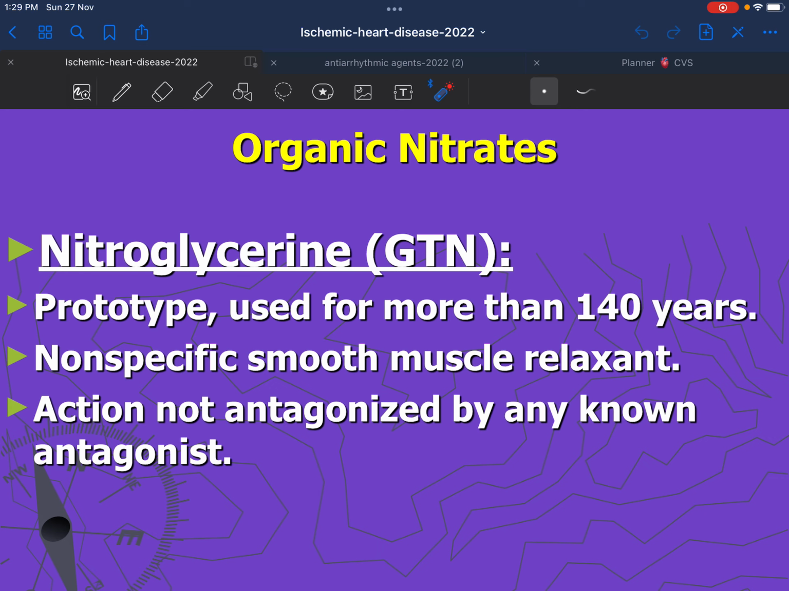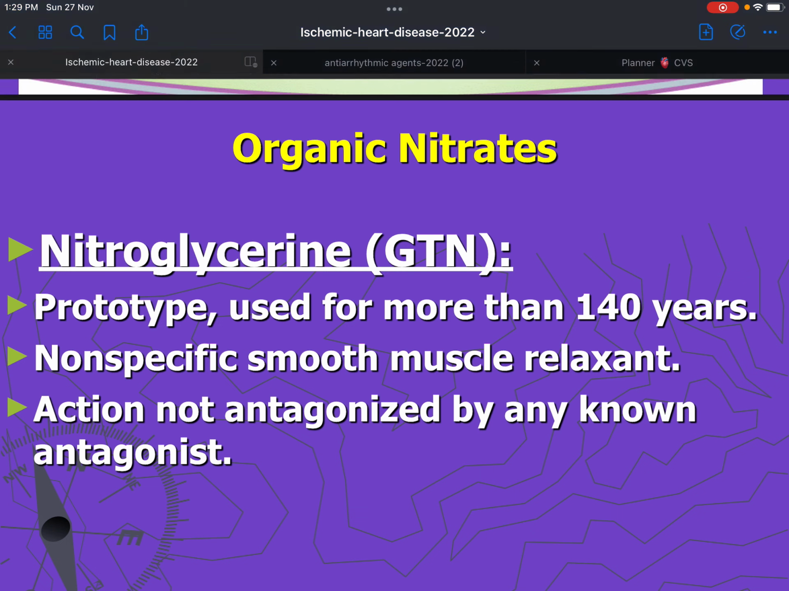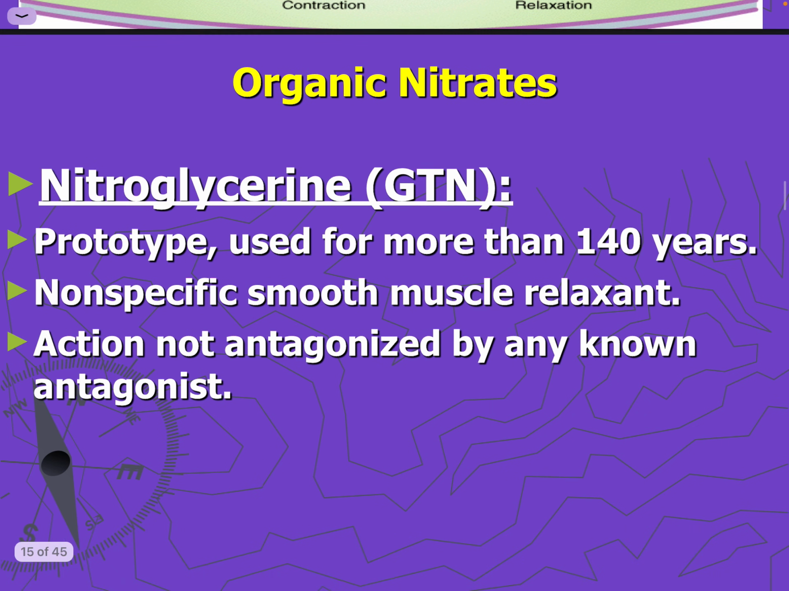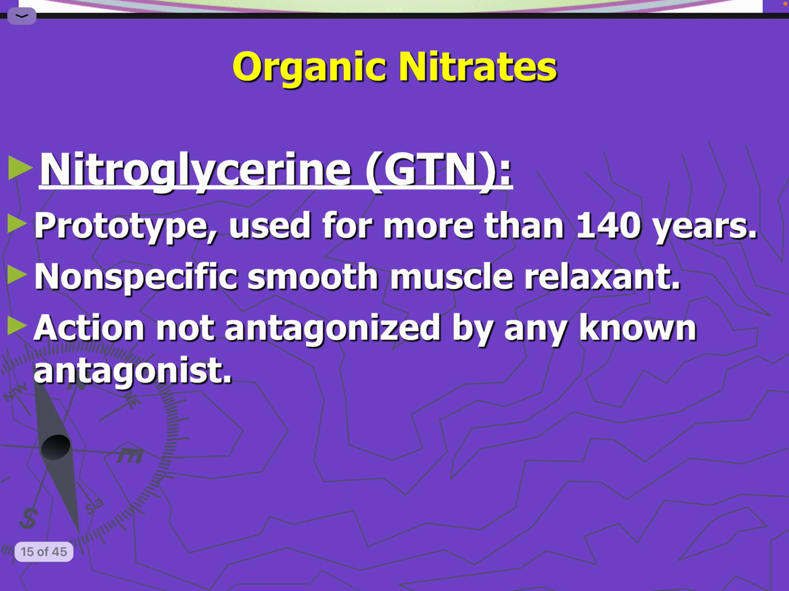While we have mentioned one of the effects of cyclic GMP on the myosin light chain, it has other effects that also lead to vascular smooth muscle relaxation. It has multiple effects on different ion channels as well. The actions are not antagonized by any known antagonists, so until now we don't have a drug that will bind to the guanylyl cyclase enzyme and prevent its action.